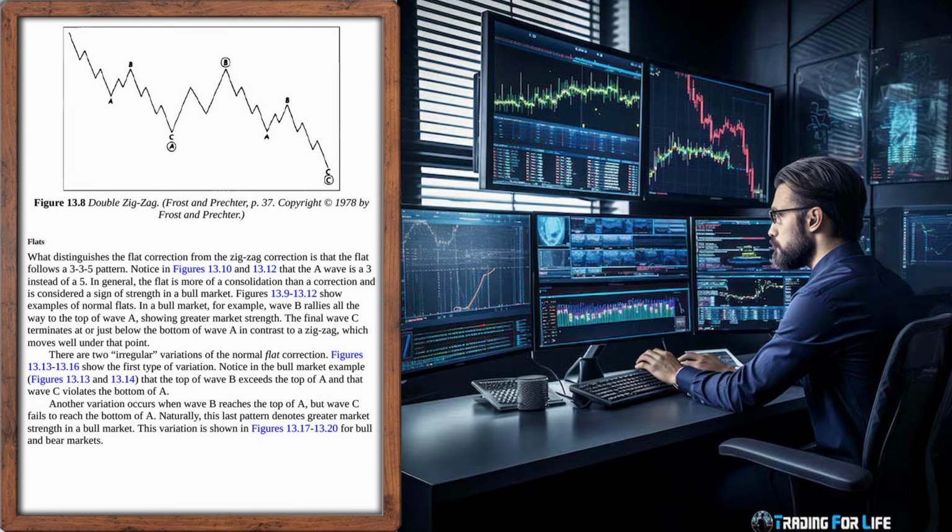In a bull market, for example, wave B rallies all the way to the top of wave A, showing greater market strength. The final wave C terminates at or just below the bottom of wave A, in contrast to a zigzag, which moves well under that point.